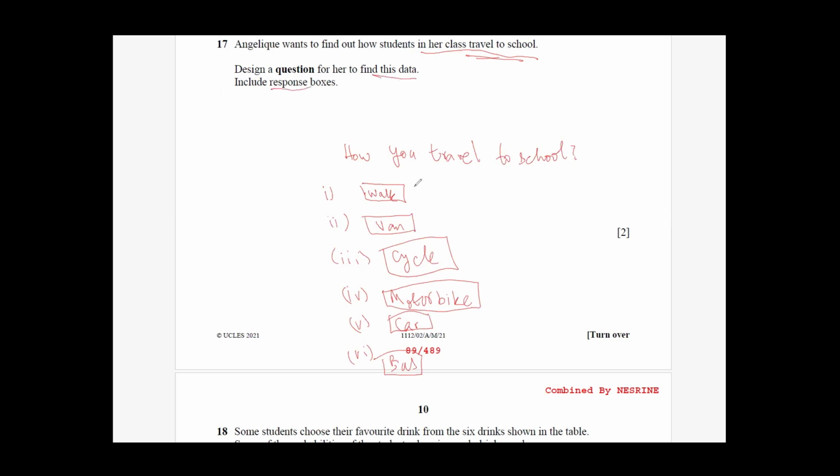Include response boxes. So these are the response boxes. For example, when this questionnaire goes to different students of the class, they might be asked to tick the relevant box. So if someone comes to school through bus, the student may tick this. If someone comes to school using a car, this car option is going to be ticked, and so on.